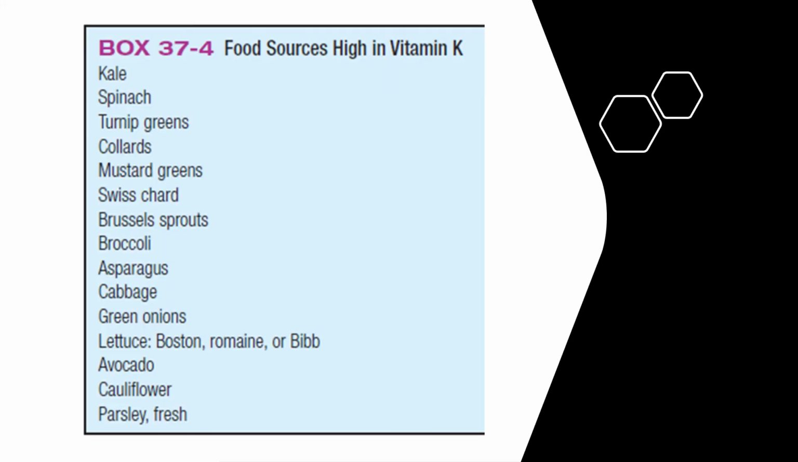Right, so these are examples of substances that are sources of vitamin K. You will notice that most of these are green leafy vegetables. Kale, spinach, turnip greens, collards, mustard greens, Swiss chard, Brussels sprouts, broccoli, asparagus, cabbage, green onions, lettuce, avocado. So this may be the only one that is different, cauliflower and parsley.